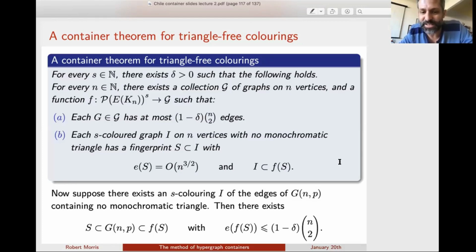And f of s has at most (1 minus delta) times n choose 2 edges. So what's the unlikely event? What's the probability of this occurring for a given S? I think I'm actually going to let you think about this for a minute, and I hope someone answers it. Given S is given to us, we can take a union bound over S afterwards. What is the probability of this event at the bottom of the screen? S is contained in G(n,p), which is contained in f of s, when the edge set of f of s has size at most this. I want a bound on this probability.